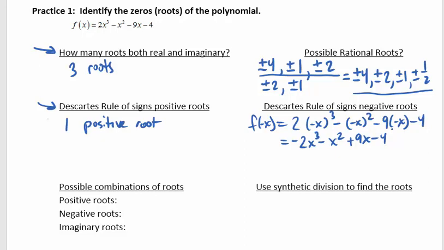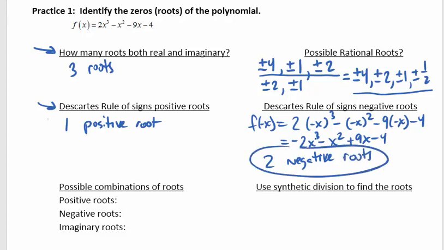So let's look at the sign changes now for negatives. Not a change there, but 2 changes. So 2 negative rational roots. So it wasn't as nice as the last time where we totally dropped out all the negative ones. We do have a combination here of positive and negative. So let's look at our possible combinations here, okay?